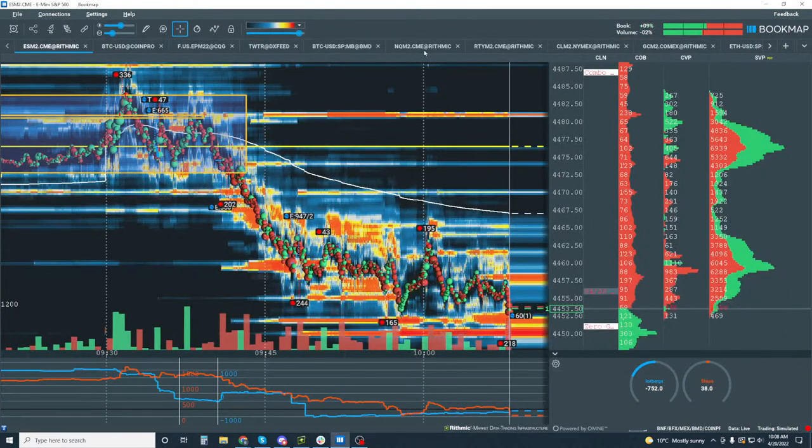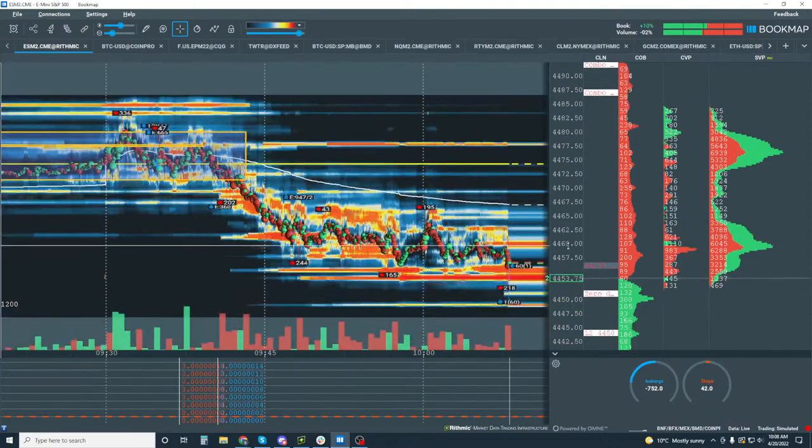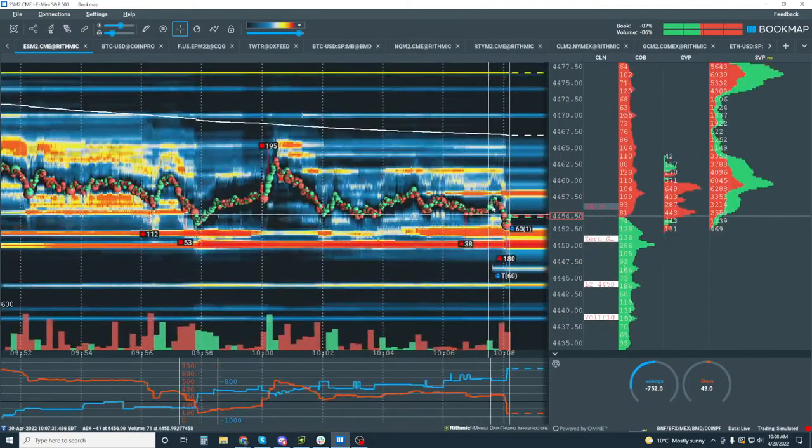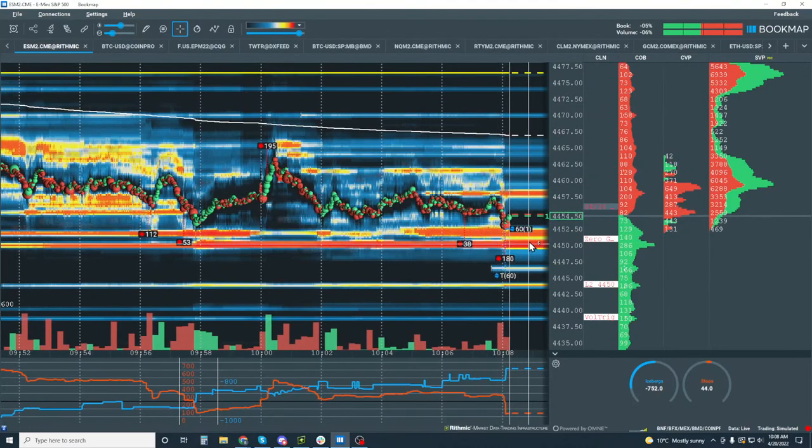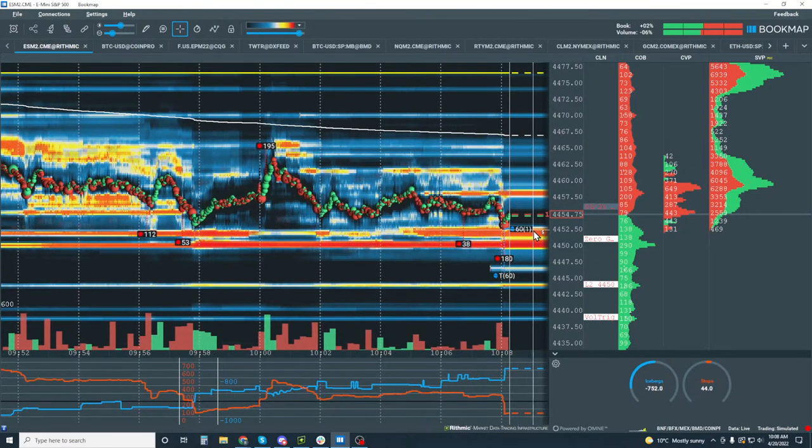All right, so now let's go to Bookmap. And here we go. So sellers coming in, looking for them to continue to push this into our 50 level here, 52, 50.